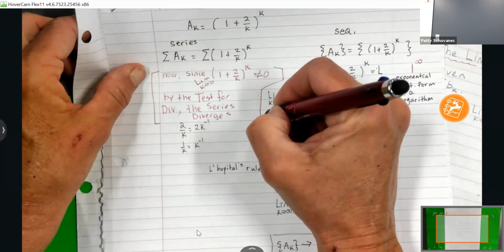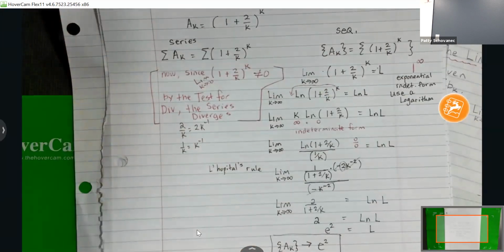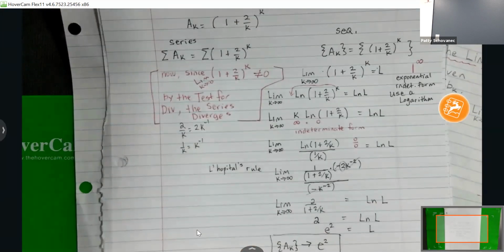The only way a series could possibly converge is for the limit to be 0. It doesn't have to converge if the limit is 0, but I know for a fact that if the limit is not 0, the series diverges. So it's always nice to do the test for divergence first.